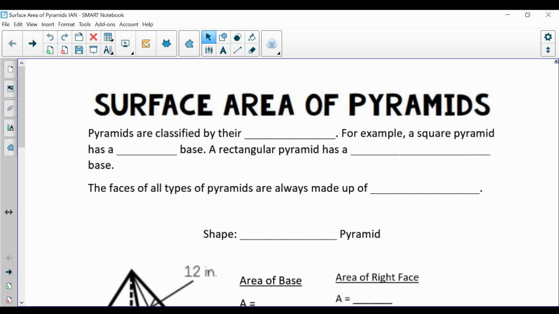Good morning, everyone. So today we are going to learn about surface area of pyramids. If you remember before spring break, we talked about the surface area of prisms. Now we're going to move on to the surface area of pyramids.